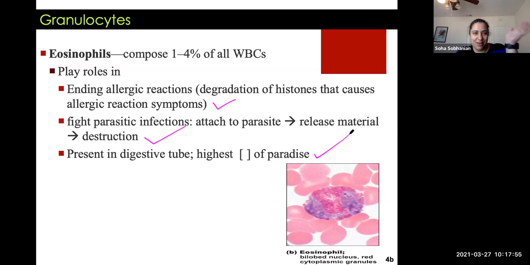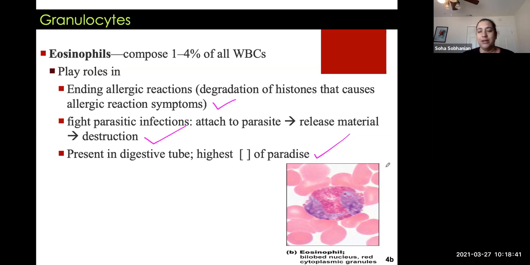So think about that. The other main job that they have is they destroy or attack parasites in your body. We're talking about parasites that are typically found in your digestive system. They actually get targeted by eosinophils. So if you have an elevated number of eosinophils, typically it's either a sign that you're dealing with an allergic reaction, or, if you don't see any symptoms of that, it typically means the second thing: you have some sort of parasite in your digestive tract and your body is trying to fight it. Those are the 2 key components you need to know.